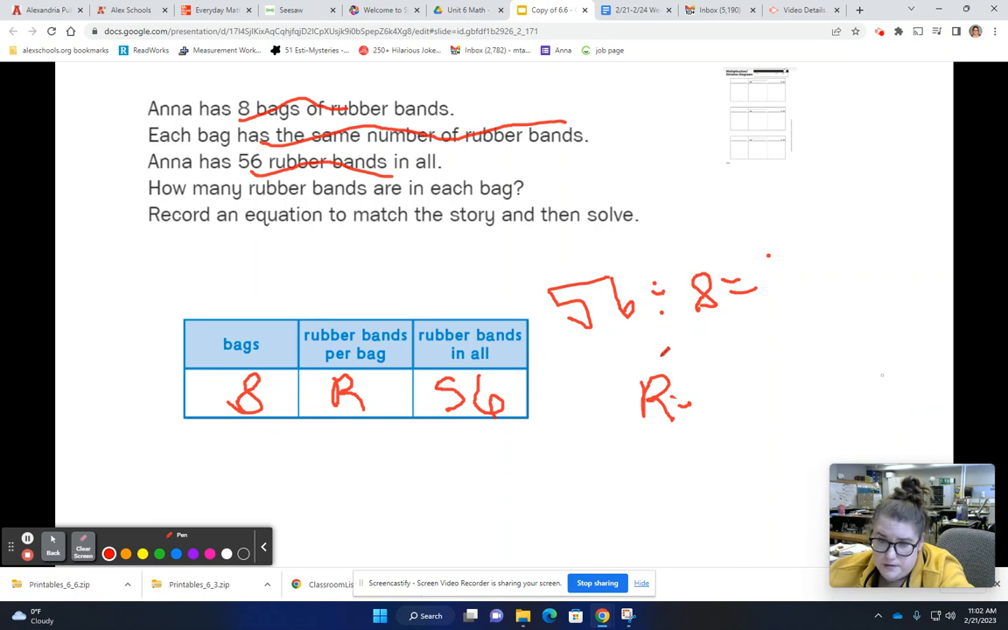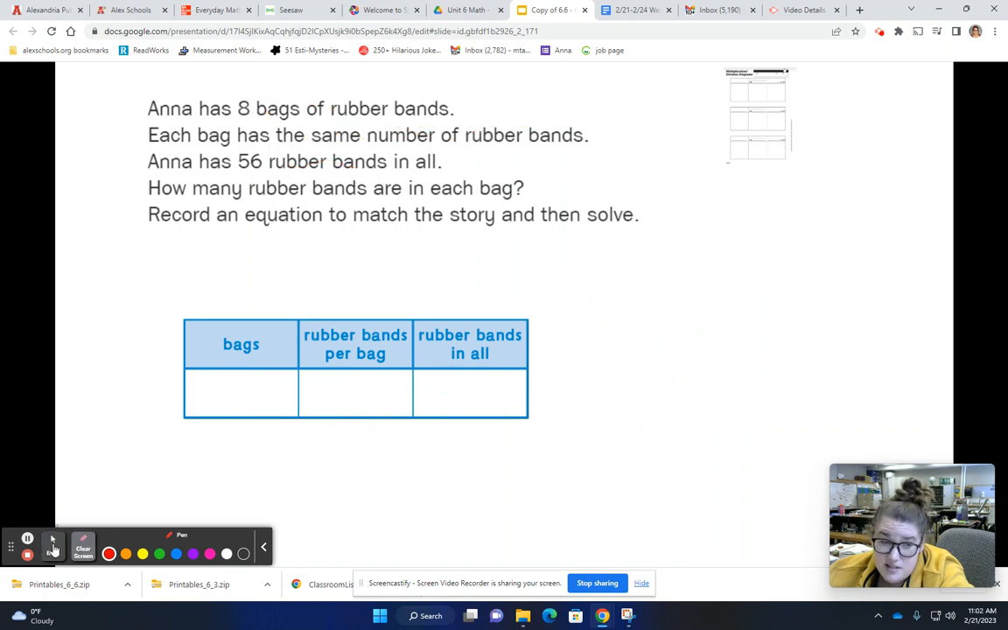And when I was saying to count on, that's just that strategy we've learned about, adding on. I start with something that's easy, 8 times 5. I know 8 times 5 is 40. And then I just keep adding 8s on until I get to my 56.